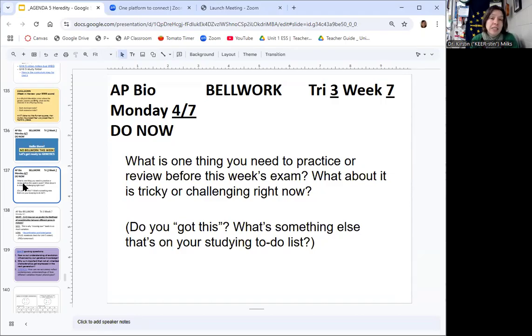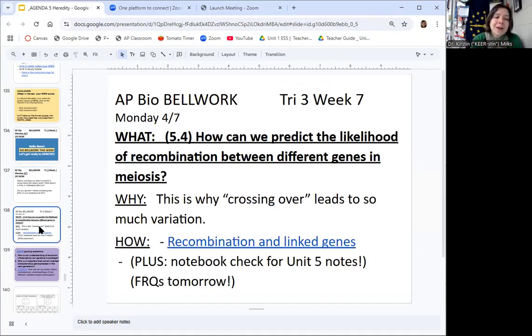Remember, the College Board suggests that this unit is 9 days long, and so our exam is going to be this Thursday. What about that thing you need to practice is tricky or challenging? Or do you know the content? You need to just finish your study folder or finish up a couple more Unit 5 notes. Just be able to think about that and maybe even make yourself a list for the next couple days.